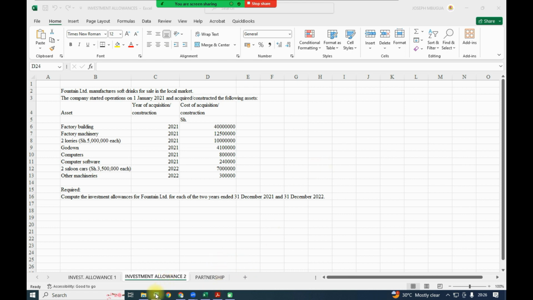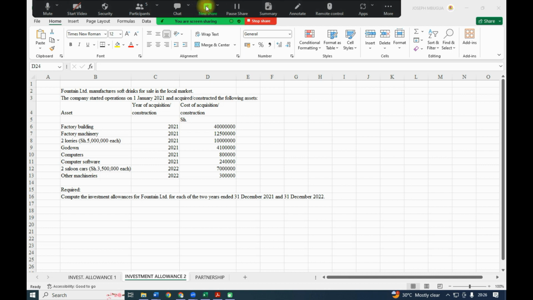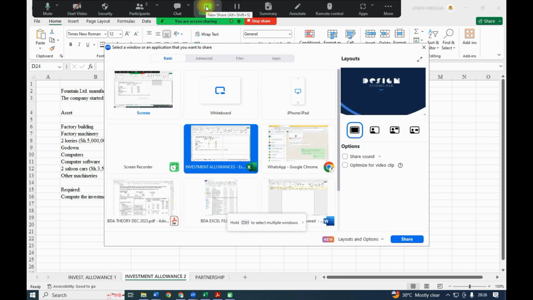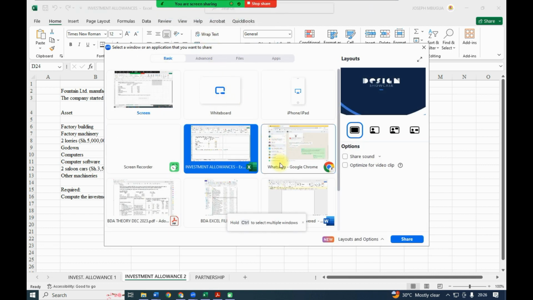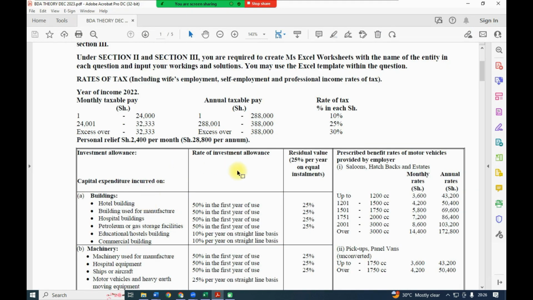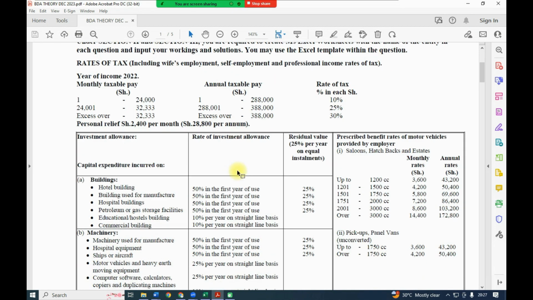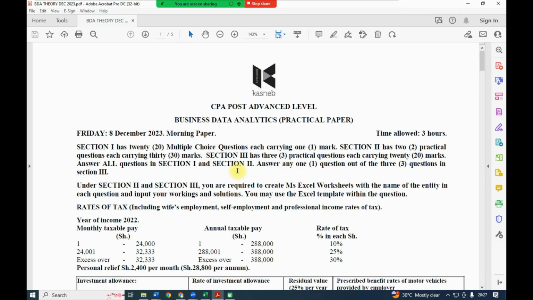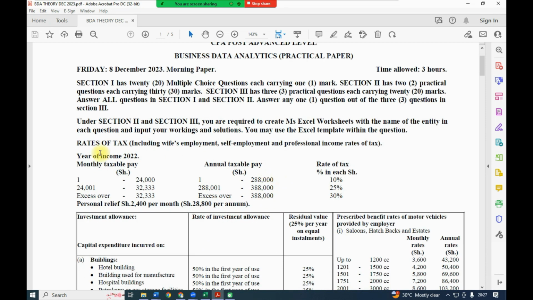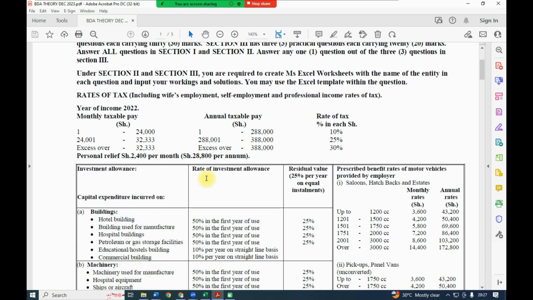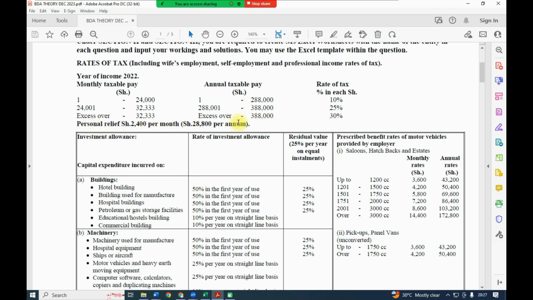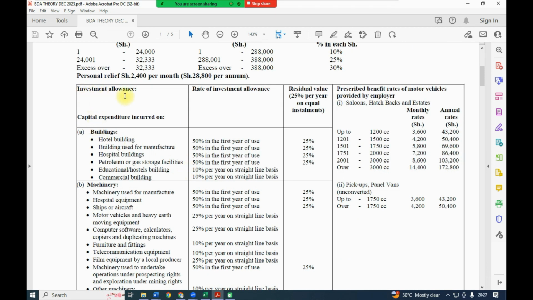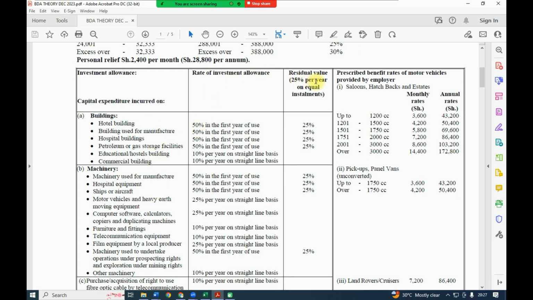So I'll just take you through what you are normally given in the paper. In the paper you are normally given this part, the front page. This is the paper for BDA. It includes the part for taxation, for employment income, and the part for personal relief, what we were covering, and the part for investment allowance or capital expenditure incurred on the rate of investment and the residual value.